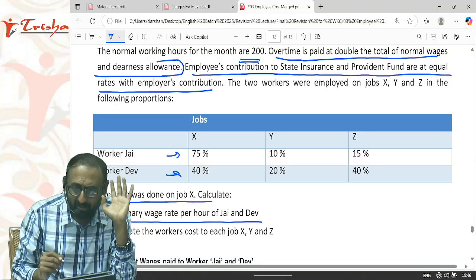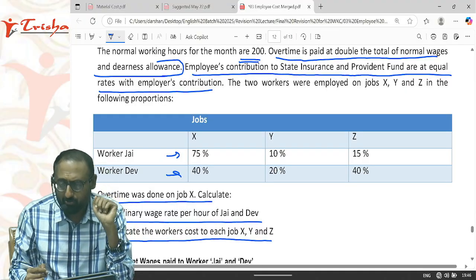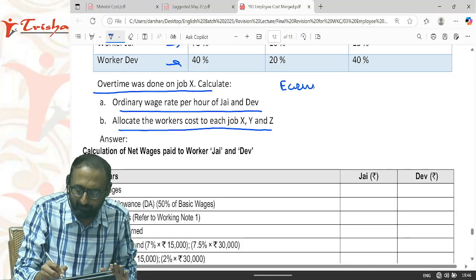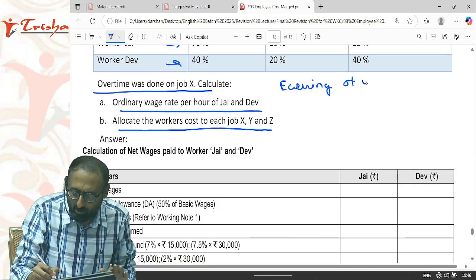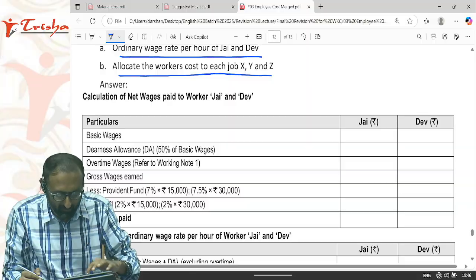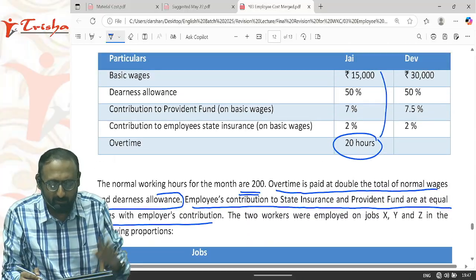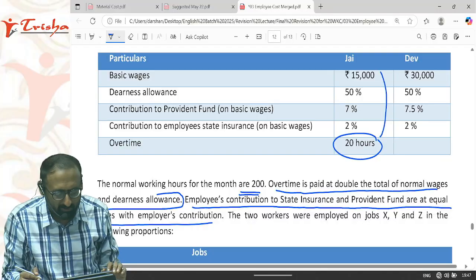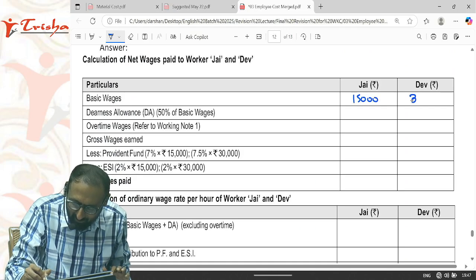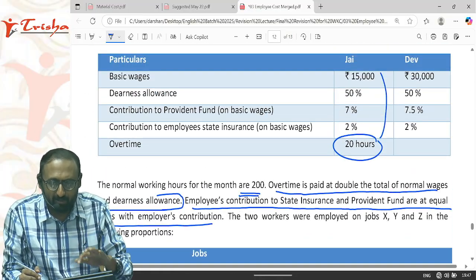You will have to calculate the ordinary wage rate per hour of Jay and Dev, allocate the worker cost to jobs X, Y and Z, and one more thing, calculate the earnings of the workers. So first of all, calculate the ordinary wages. Everyone please concentrate. How much is the basic wages? Remember this amount. 15,000 and 30,000 is your basic wages. Check how much the dearness allowance is. Dearness allowance is 50%, 50%.